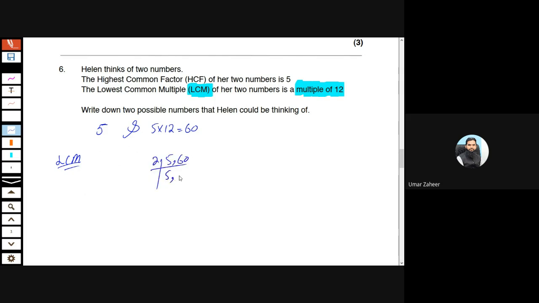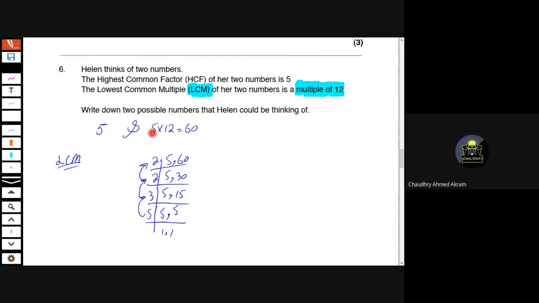The 5 as it is, 2 times 30 is 60, 2 times 15 is 30, 3 times 5 is 15, 5 as it is, and 5 times 1 is 5. If you want to check that, 5 times 3 is 15, 15 multiplied by 2 is 30, 30 multiplied by 2 is 60. And 60 is a multiple of 12, right? Yes, is it clear?